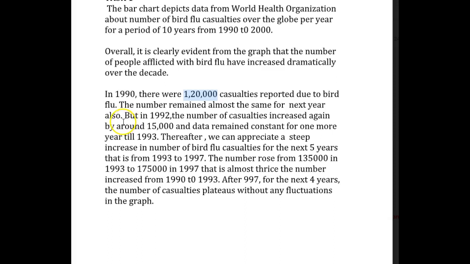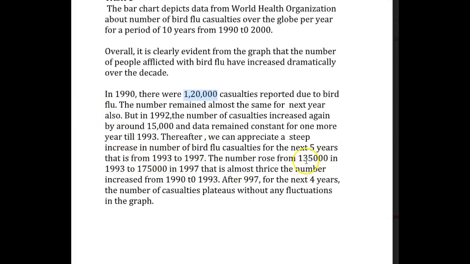So, yet, in 1992, the number of casualties increased again by around 15,000, and the data remained constant for one more year till 1993. Thereafter, we can appreciate a steep increase. I'm not crazy about this expression, we can appreciate a steep increase. You could have said instead, thereafter, we can see a steep increase, or thereafter, a steep increase is noted in the number of bird flu casualties for the next 5 years, that is, from 1993 to 1997.